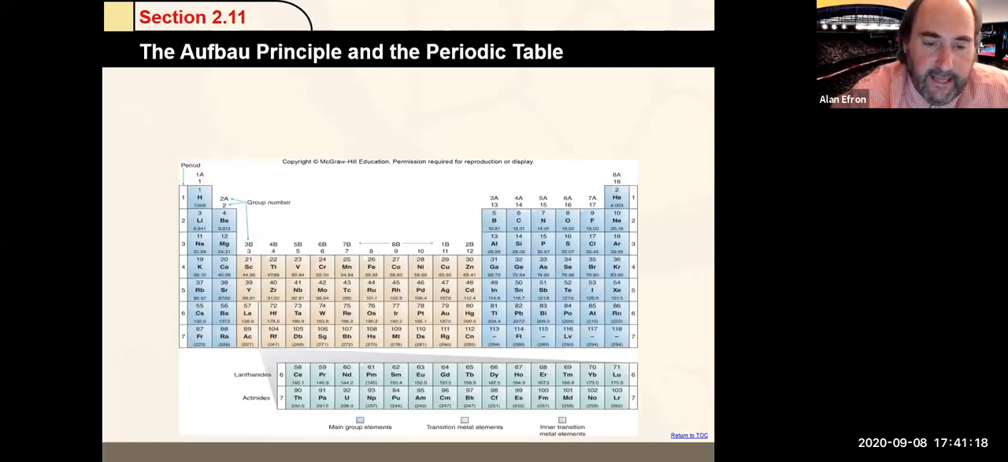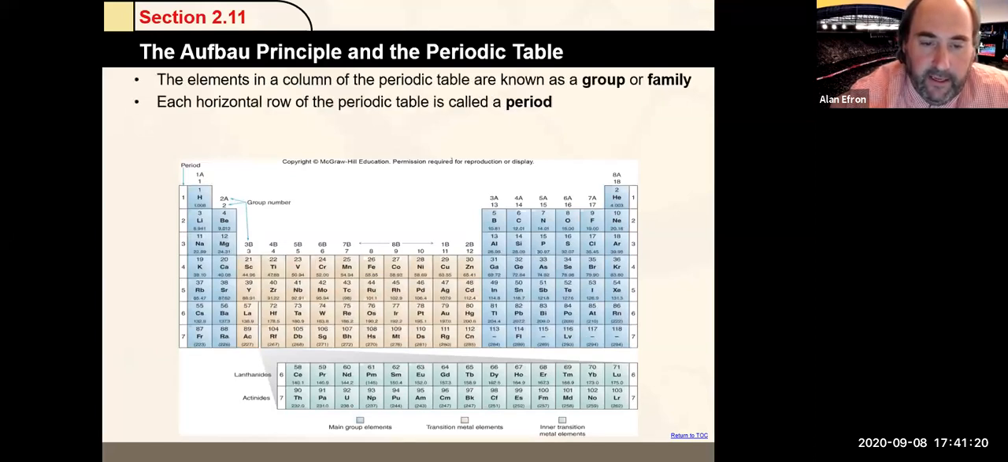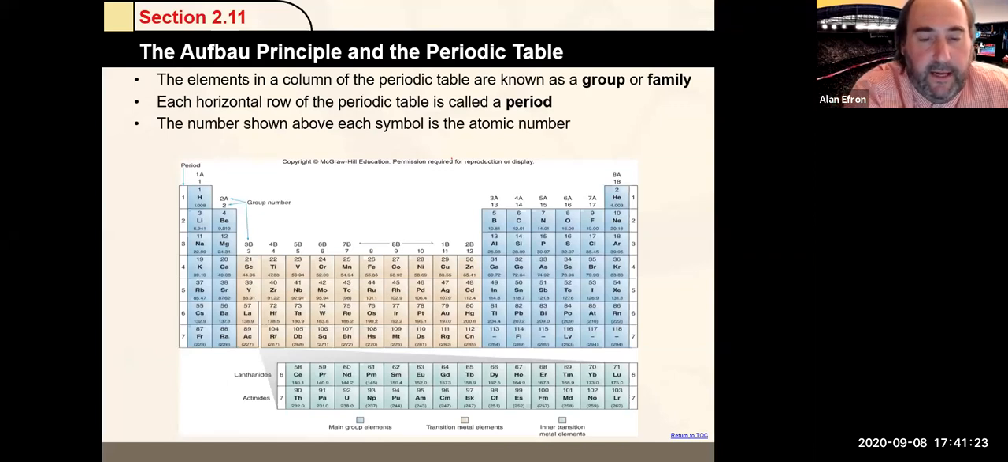So let's take a look at the periodic table and talk a little bit about it. Obviously the periodic table is an arrangement of the elements, and there are a couple of terminologies that we use with it. A column of elements going up and down, top to bottom, those are referred to as groups. If you're super old like me, I'll call it family sometimes, but nobody really calls it that too much. Most people go with groups.